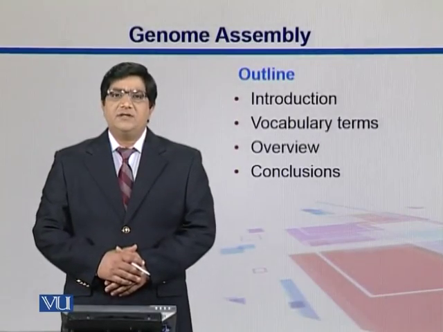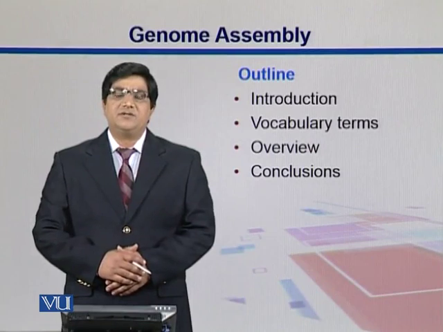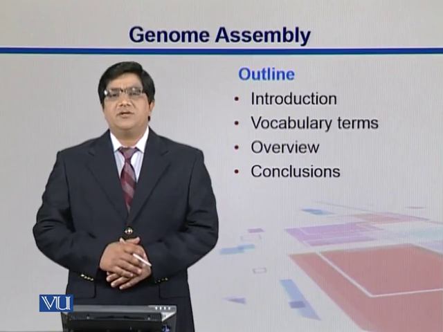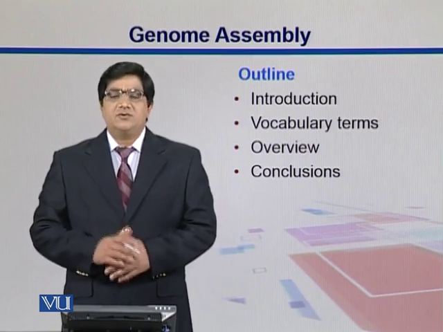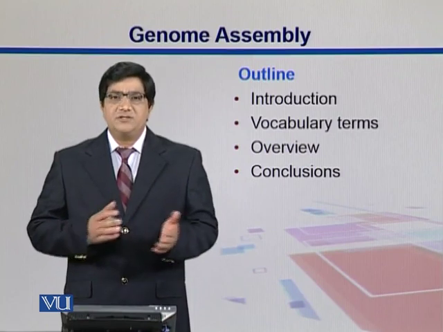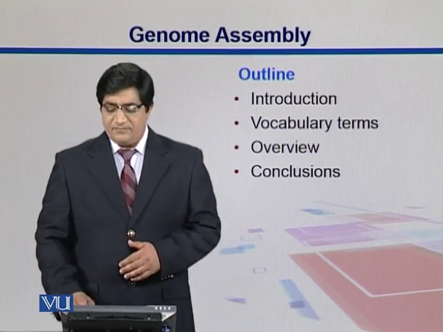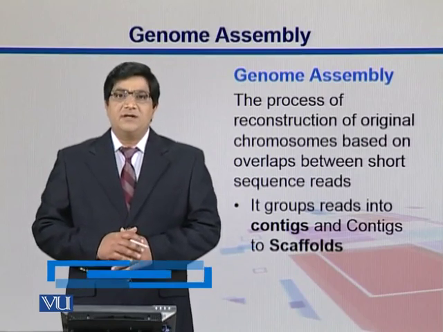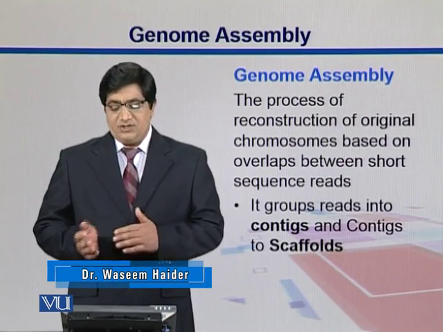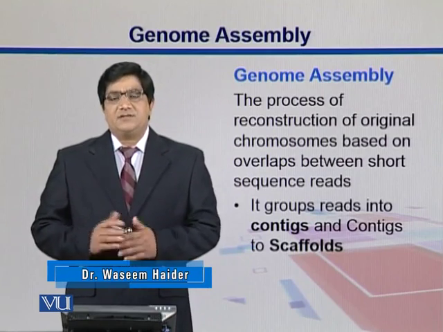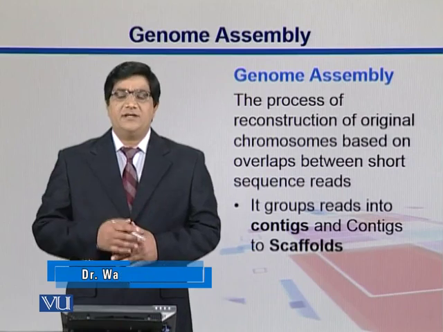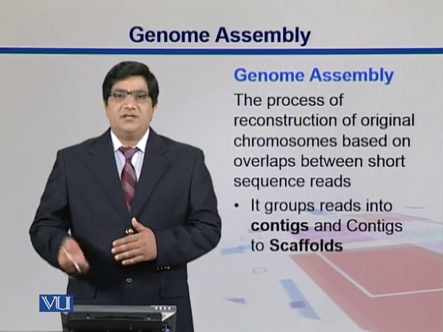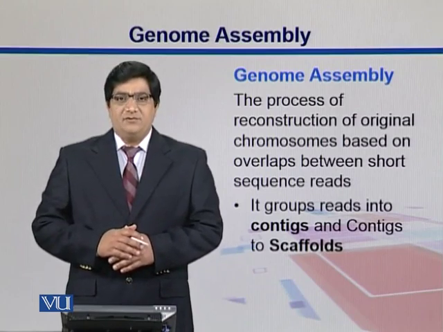So we start with the sequencing reads which come from those sequencers, and our objective is to put these reads together into the chromosomes, and from those chromosomes we can assemble a genome. This process is called genome assembly. We define genome assembly as the process of reconstruction of original chromosomes based on overlaps among those short reads, and this process assembles those reads together into what we label as contigs, and contigs then assemble into scaffolds.